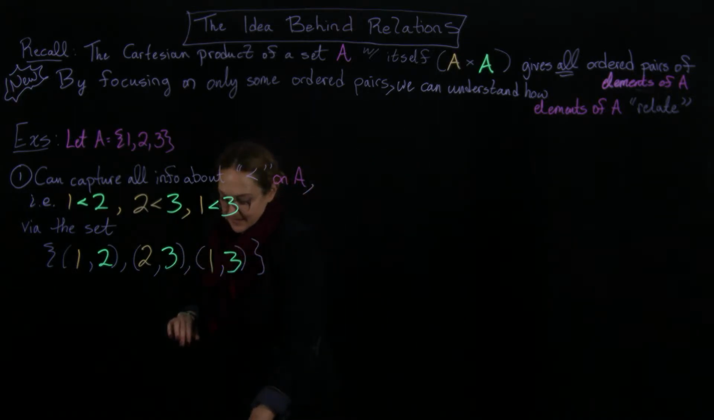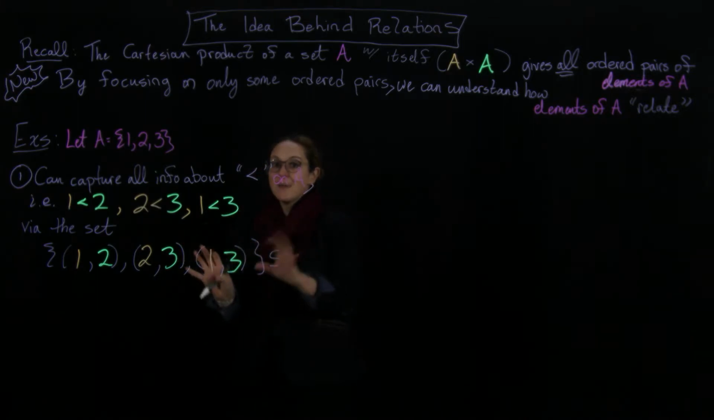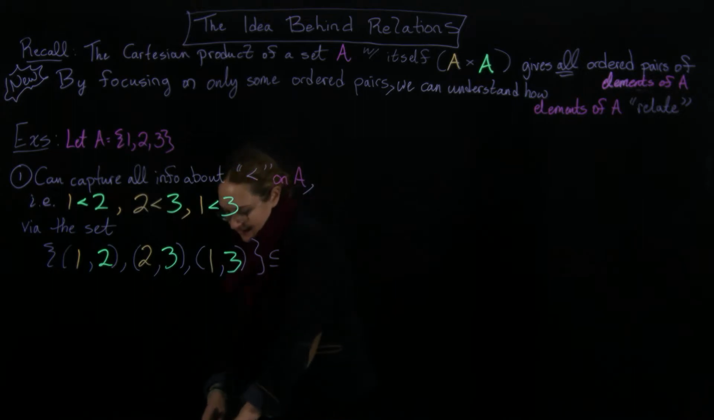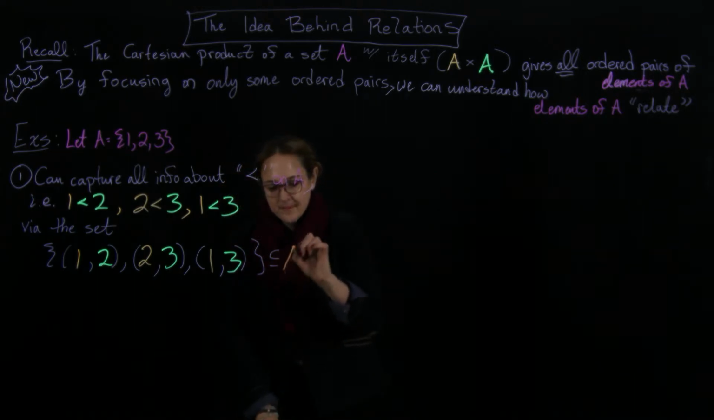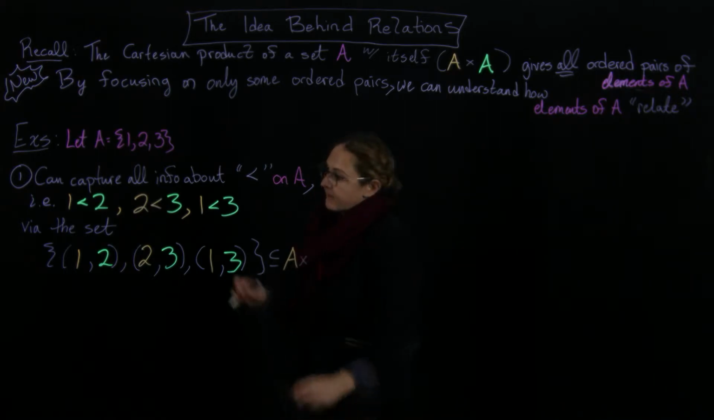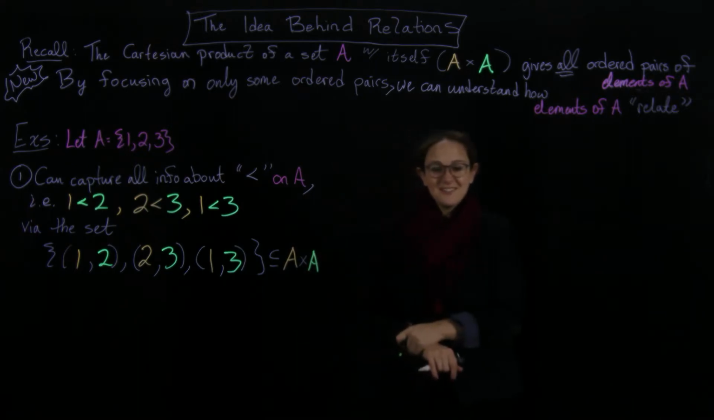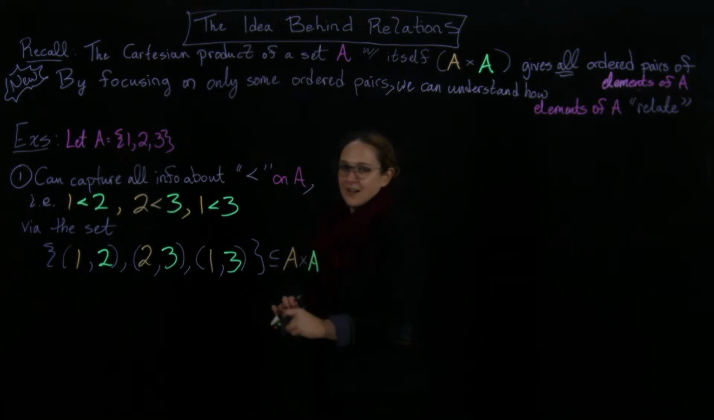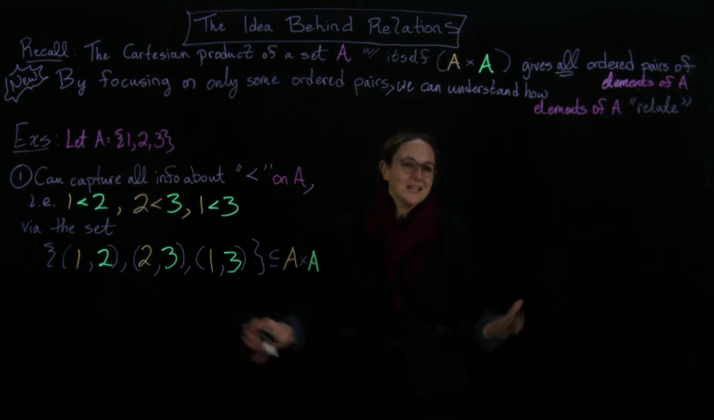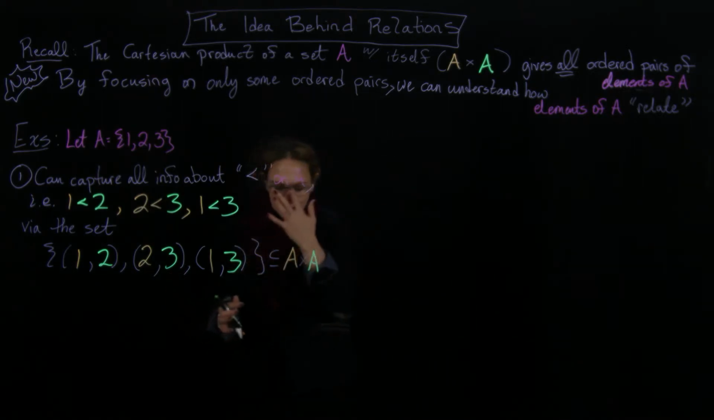So we observe that this is a subset of A cross A. Not all of the elements of it, right? But the ones that I chose told me I'm talking about less than. The same information as saying what less than means, I would get exactly the same thing. Okay, so let's look at another example.